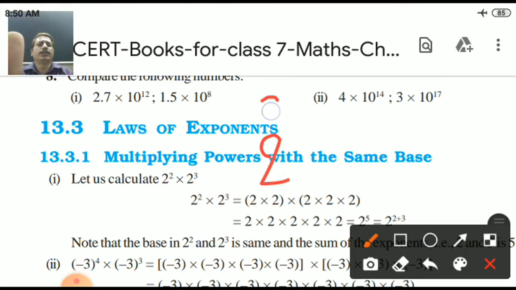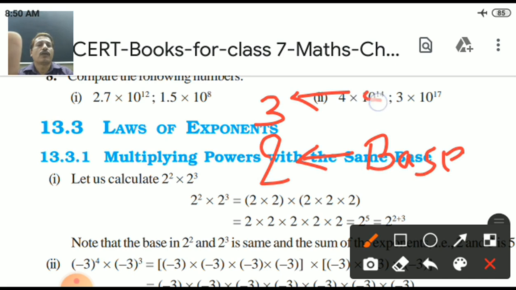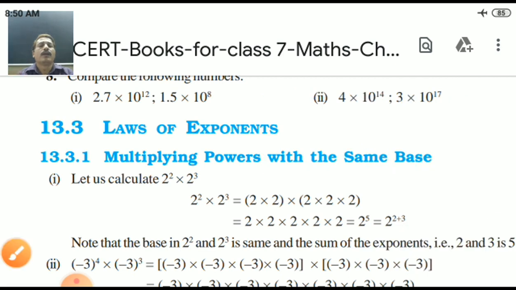2 raised to 3, that means here 2 is the base and 3 is the power or exponent. Clear? Good. Now look here. Example is 2 raised to 2 into 2 raised to 3, or you can say 2 square and 2 cube. See, 2 into 2 into 2 into 2 into 2, 5 times. Both the bases are same, multiplying numbers. Take the base one time and add both exponents. 2 plus 3, 5. Answer is 2 raised to 5.